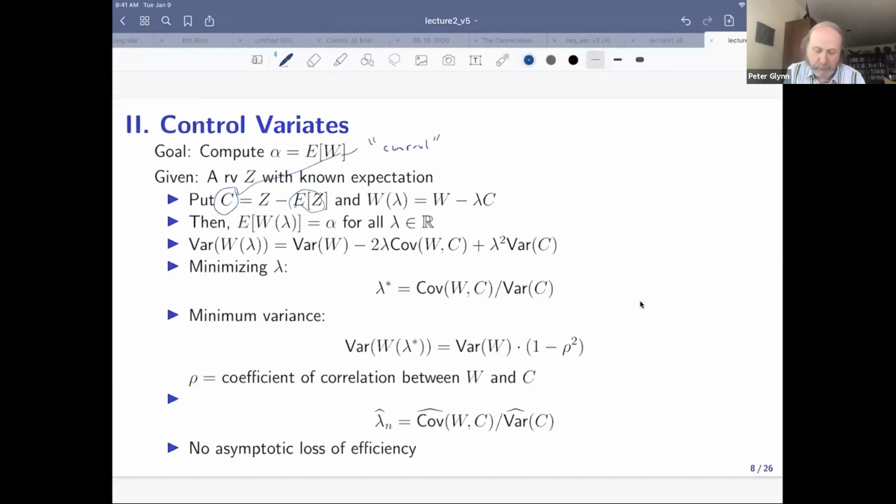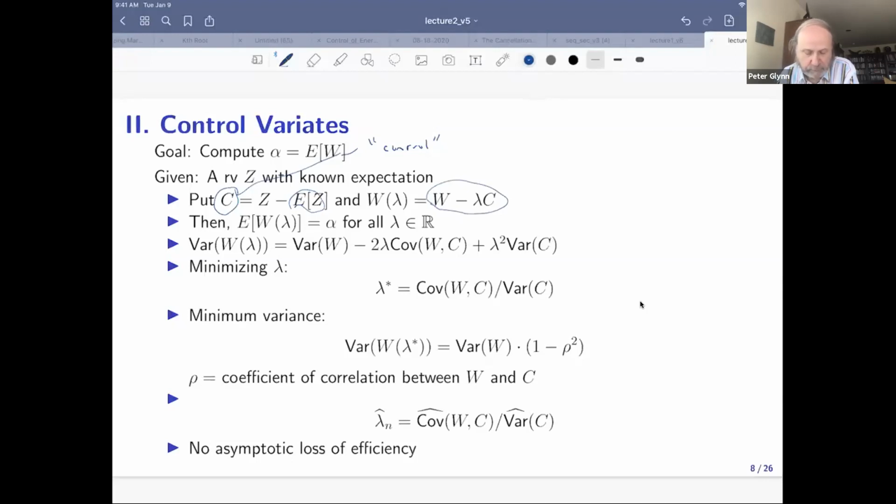Now you can look at the random variable W of lambda, which is given by the original W minus some constant lambda times the control C. And we see that if you look at the expected value of this quantity, well, C has mean 0 because C is the centered Z. And as a consequence, W of lambda has exactly the same expected value as W itself. So we haven't changed the expected value whatsoever by subtracting off lambda C. But by subtracting off lambda C, potentially we can judiciously use the correlation between W and C to get a variance reduction. So let's see how that works.